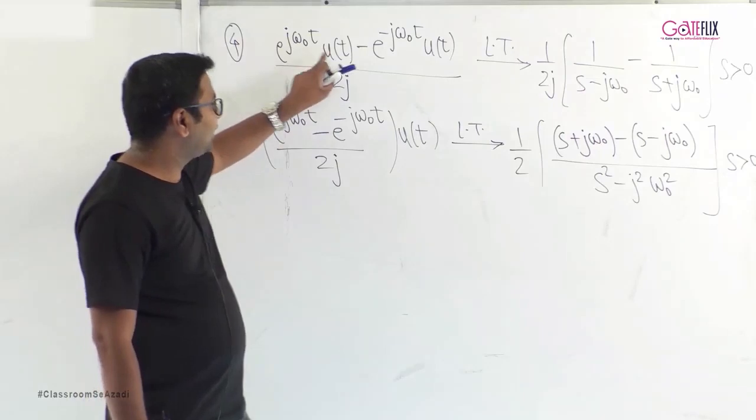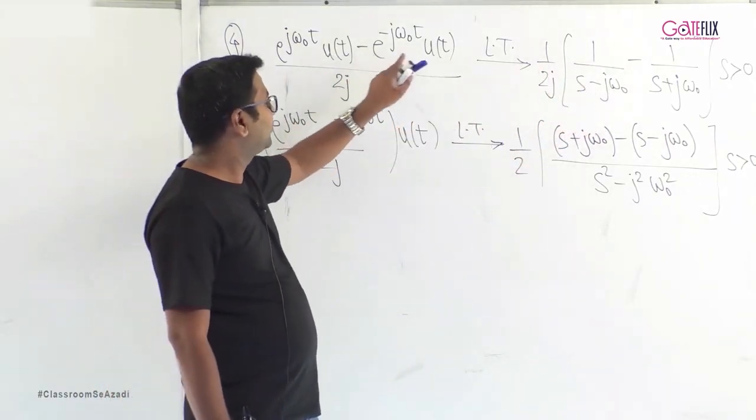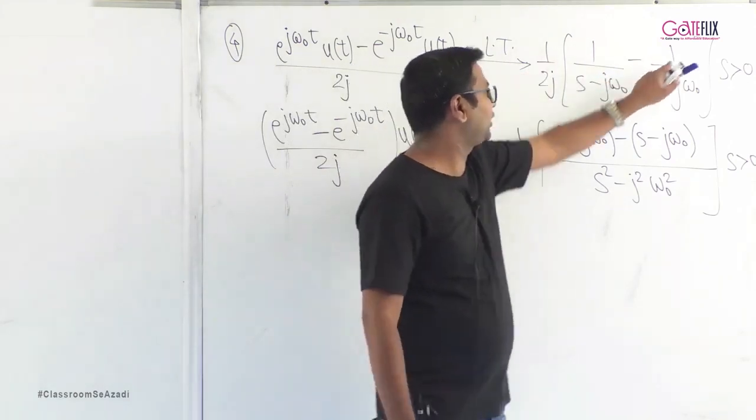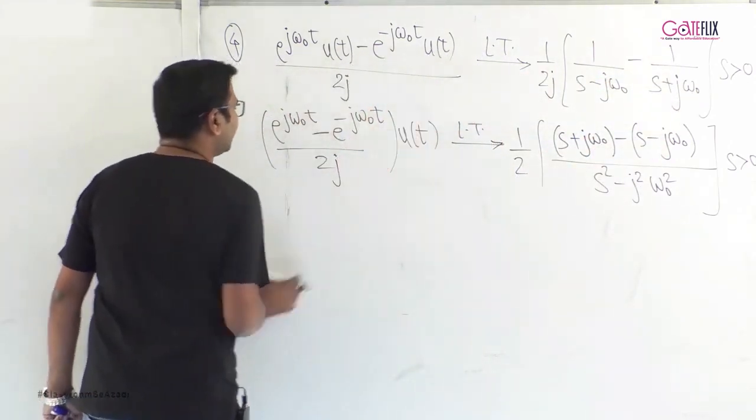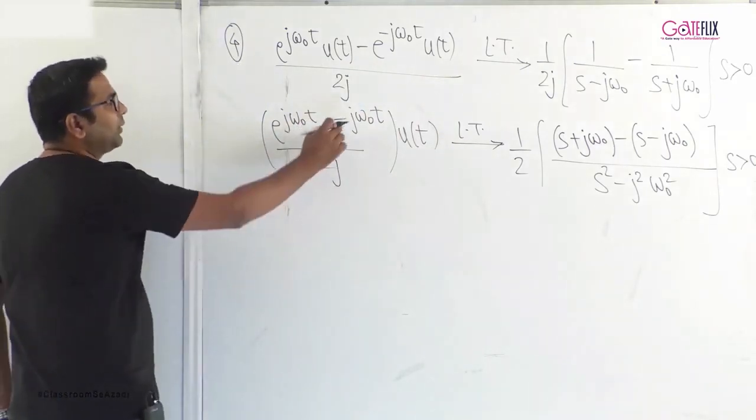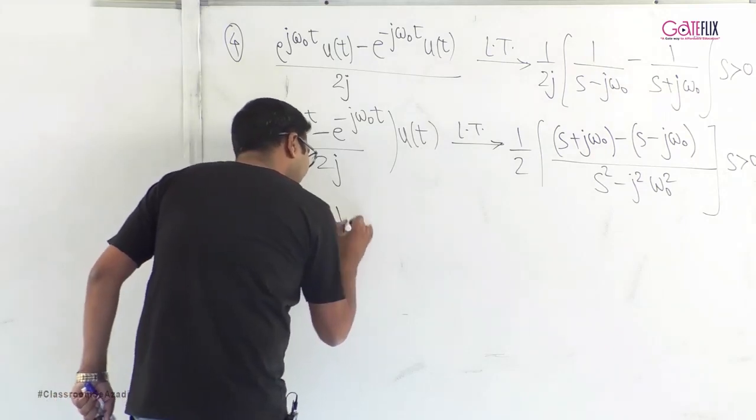The Laplace transform of this is 1 upon s minus j omega naught. This has to be subtracted from the Laplace transform of this, which is 1 upon s plus j omega naught. If we simplify, I have taken u of t common, e raised to j omega naught t minus e raised to minus j omega naught t by 2j is nothing but sin omega naught t u of t.